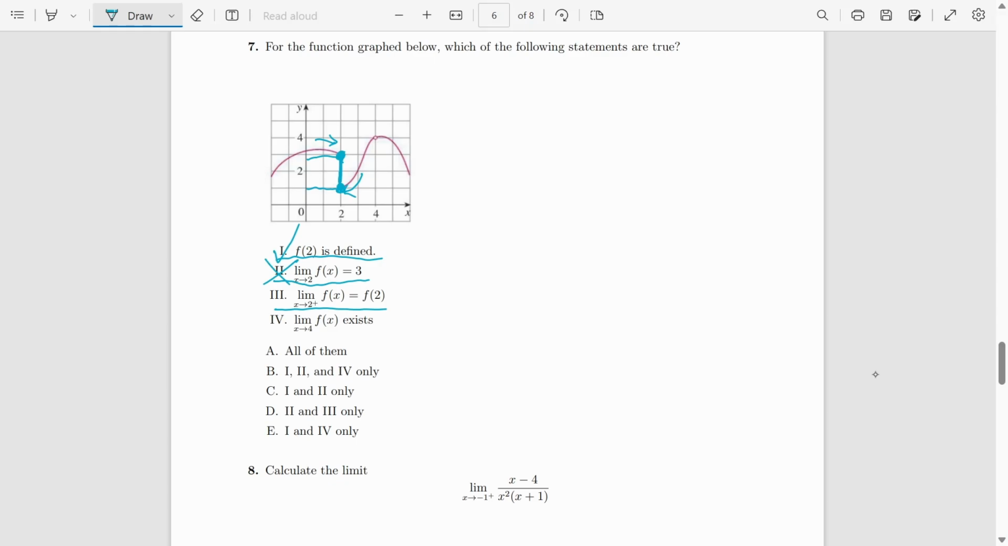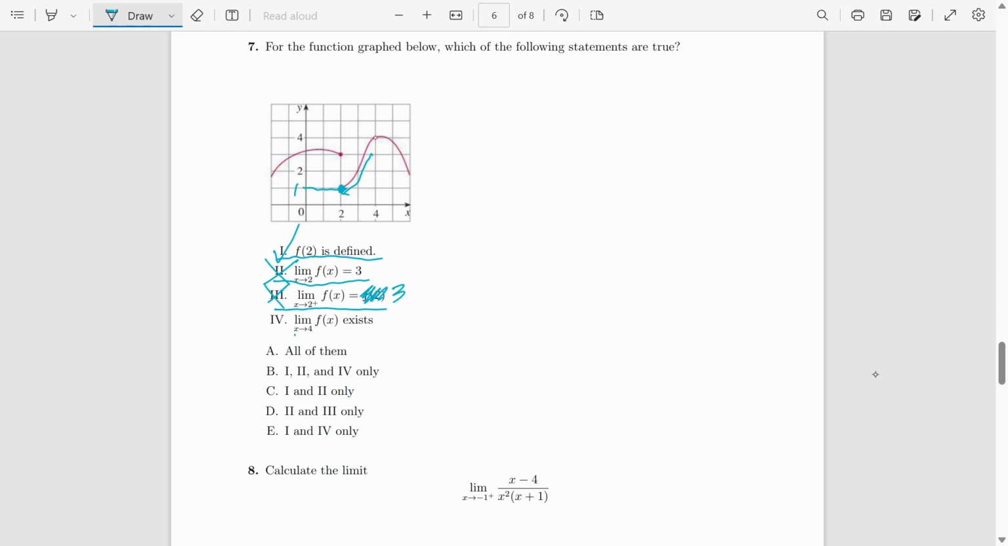So number 3, this is where we're asked: the limit as x approaches 2 from the positive side, the right side, equals f of 2. Well, first off, f of 2 is just equal to 3, so we can rewrite that as 3. But does the limit as x approaches 2 from the right side equal 3? No, it doesn't. Looks like it's approaching 1, as we just said. So that one's false too.